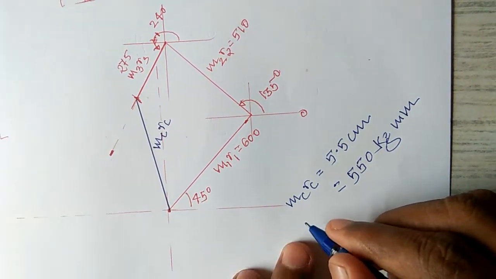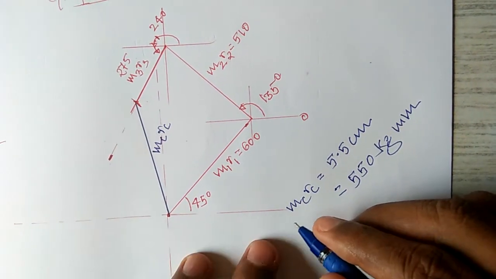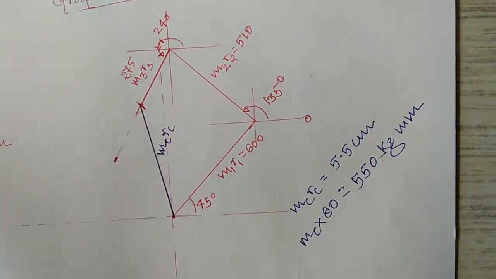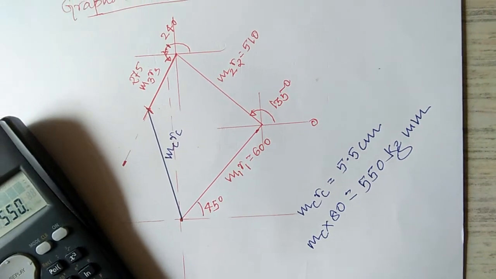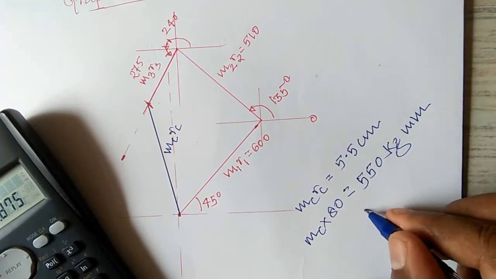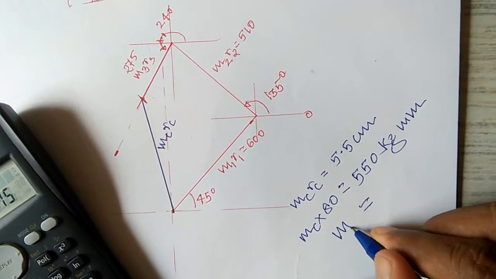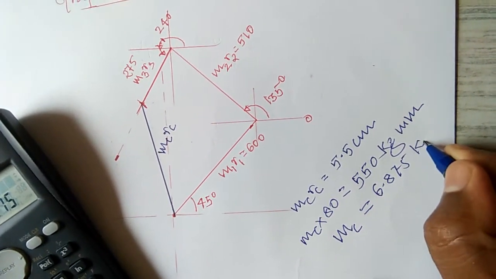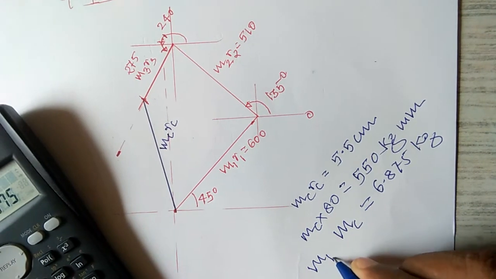Then RC is also given. MC RC is given as 80. 550 divided by 80 comes as the counter mass, that is 6.875 kg. You will get it. This is also called the balancing mass.